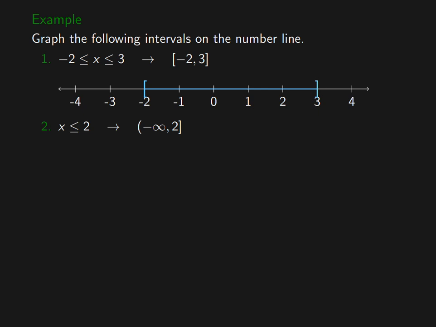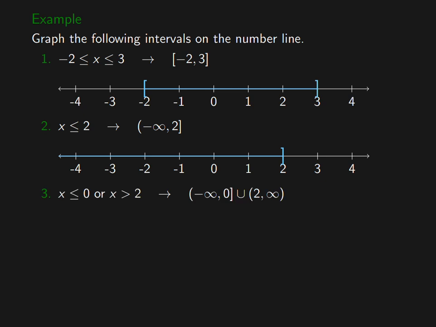What about x less than or equal to 2? The larger value is 2, and all real numbers less than or equal to 2 satisfy this inequality, so we'll use minus infinity. On the number line, we'll use a right bracket on 2, and we shade the region on the number line to the left of 2.